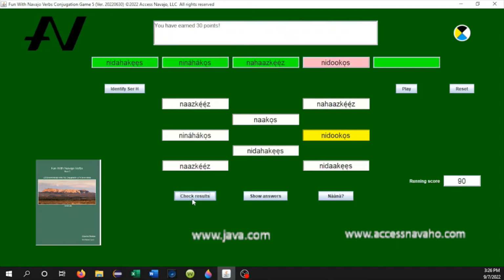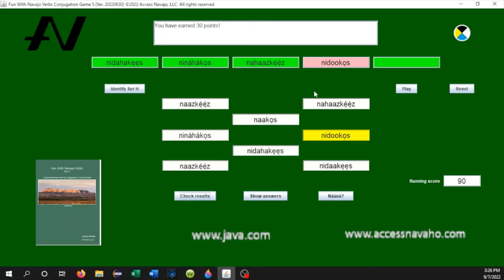So here, when we click on Check Results, the first 3 clearly are seriative H forms. N'do cons is not, but there was a box that we should have left blank, and we did leave blank, so that comes out green. So we get 4 green and 1 pink here.